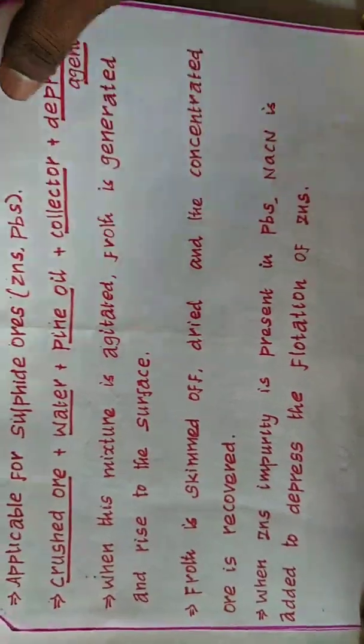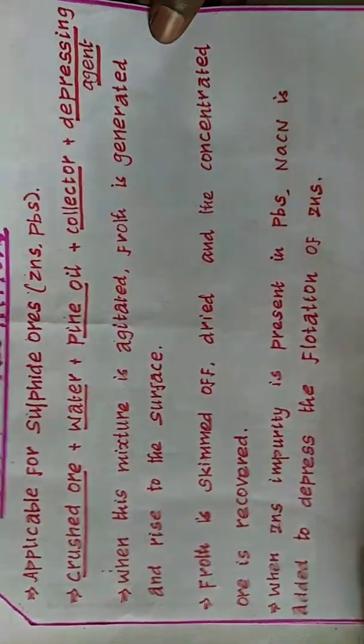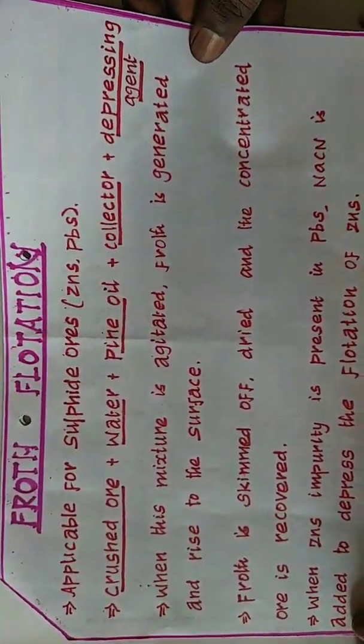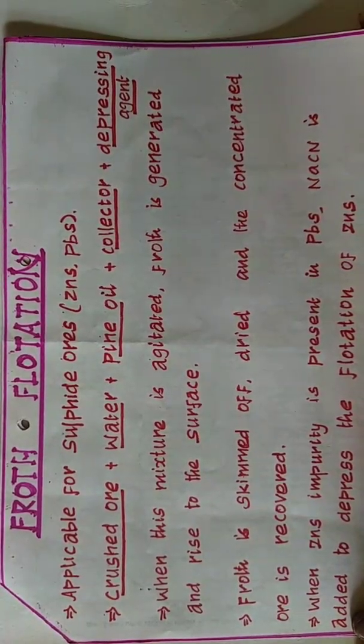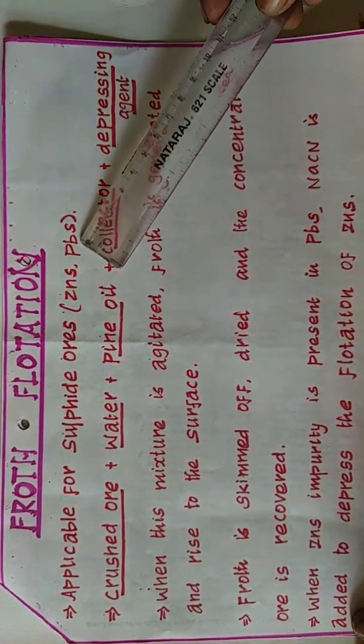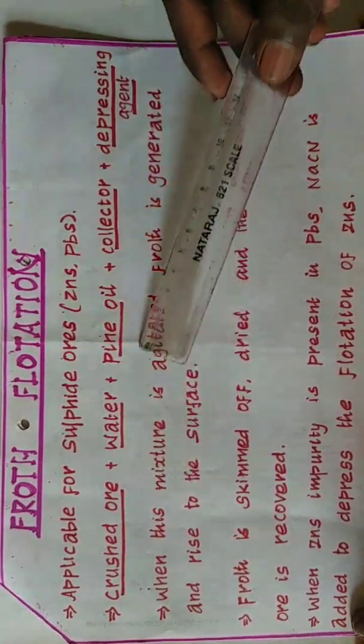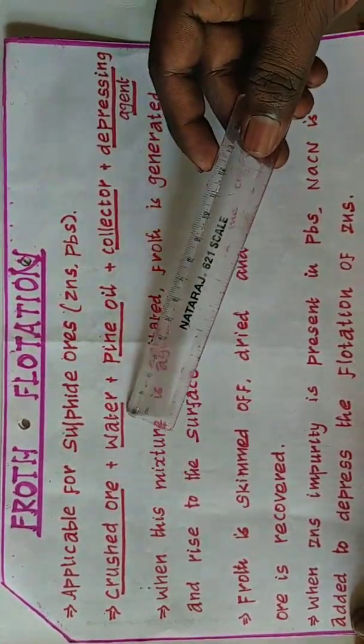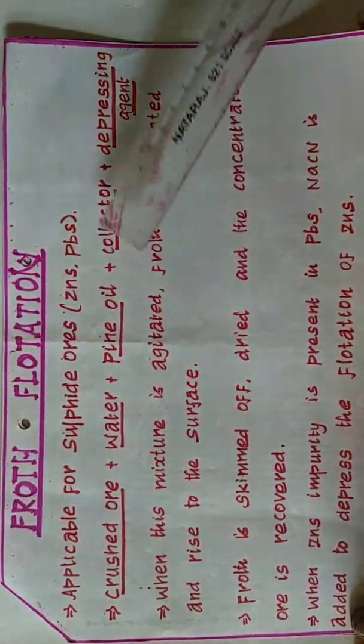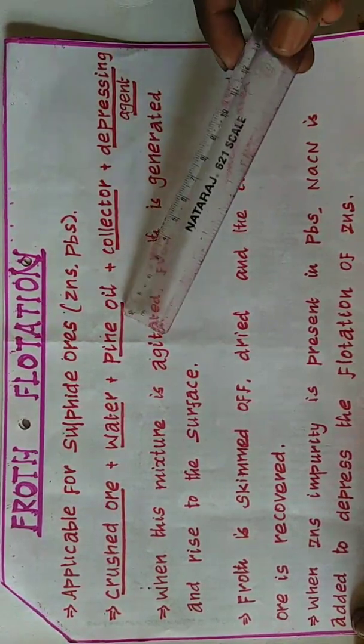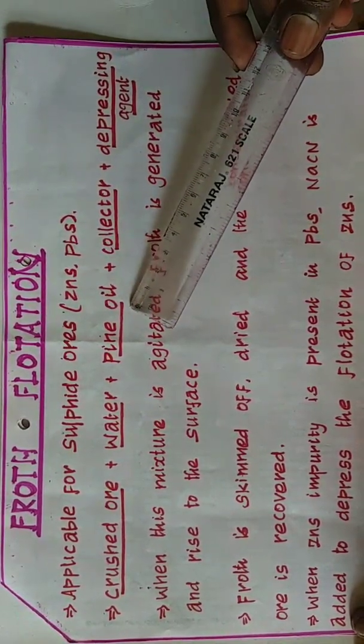Shall we see one more time the processing of froth flotation? It is mainly applicable for sulfide ores. Example, zinc sulfide and PbS. PbS is galena. This is the processing. The crushed ore is mixed with water, pine oil, collector and depressing agent. What is the role of pine oil? It is acting as a frothing agent.